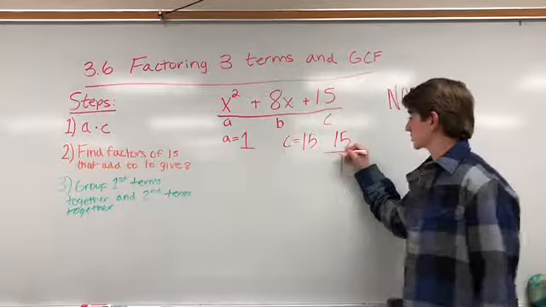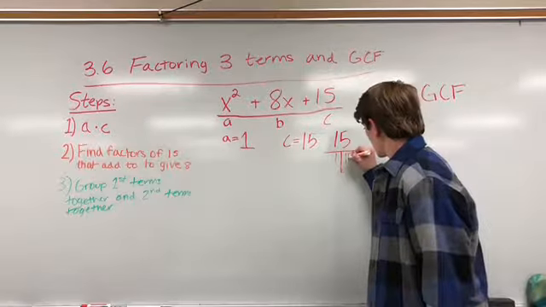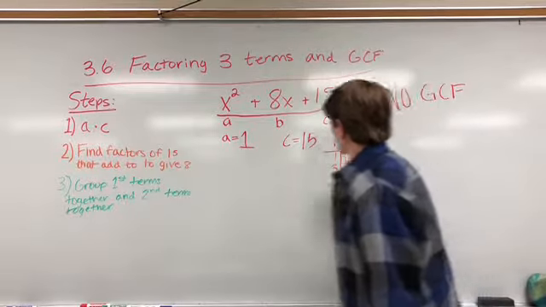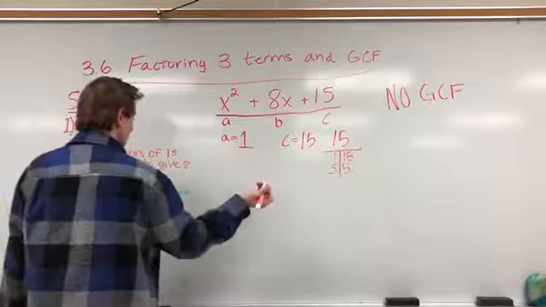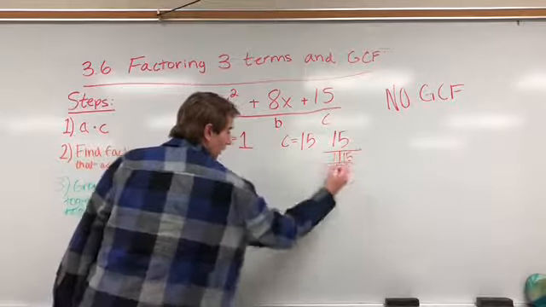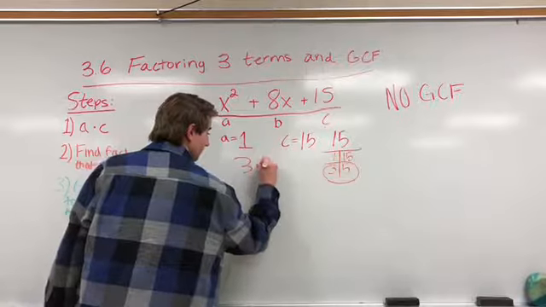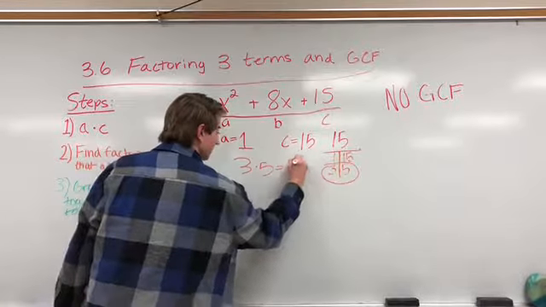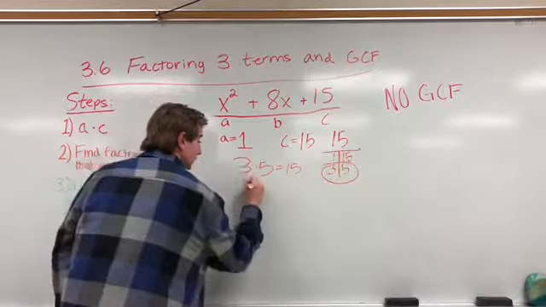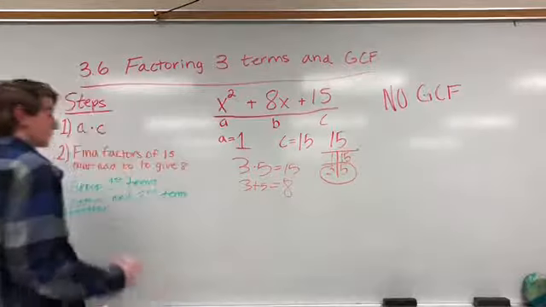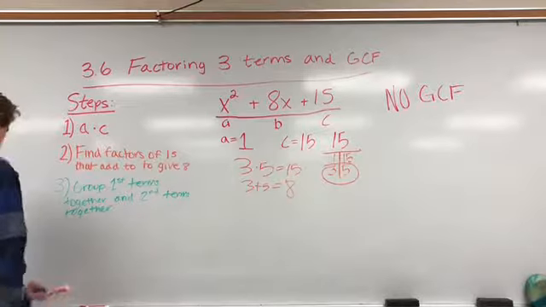So the possibilities are 1 and 15, and 3 and 5. So 3 and 5 will work because 3 times 5 equals 15, and then 3 plus 5 equals 8.